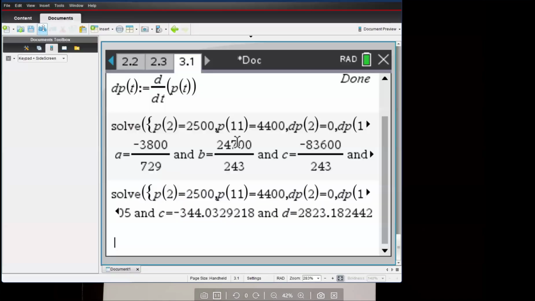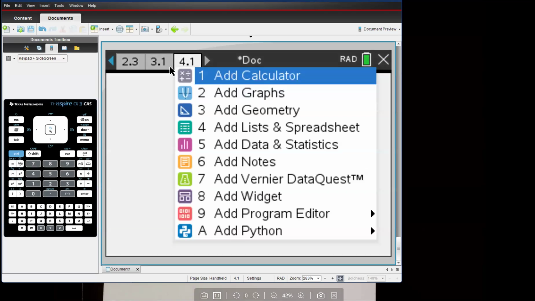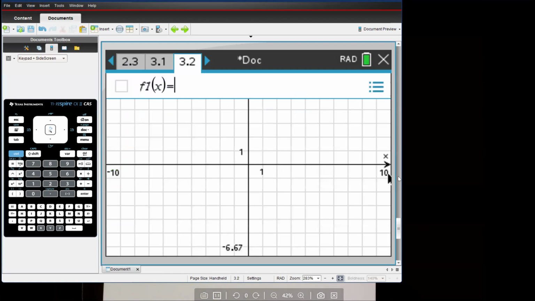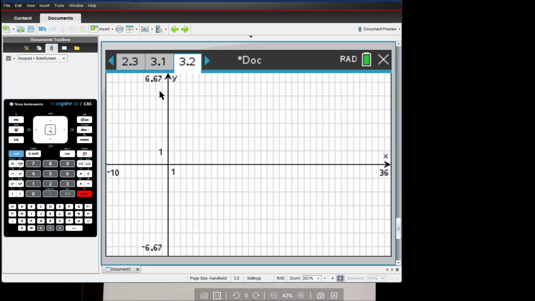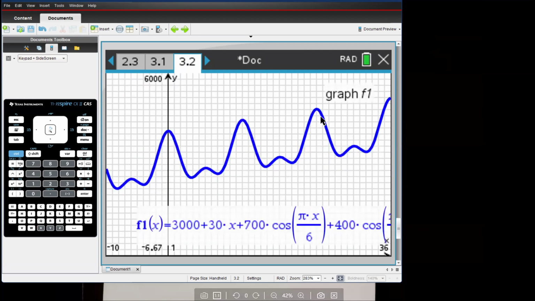So what I'm going to do is I will just put another new problem. Actually, you don't need a new problem. You can go back to the original express control doc, add graphs. So first thing, I will change this to 36. And I'll change the top number to be 6,000. Then I just type in the equation. 3,000 plus 30x plus 700 cosine of pi times x divided by 6 plus 400 cosine pi times x divided by 3. So you can see there is a third part, okay?